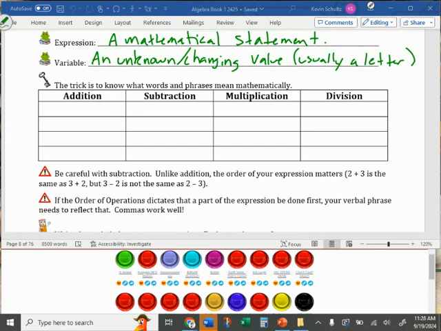Addition, subtraction, multiplication, division. Give me a word or phrase that you know that means any of the operations. We don't have to go in order, just what do you know? Henry. Subtraction. Which is already up there. Yes, subtraction does mean subtraction. Do you have another word that means subtraction? Minus. Minus. We can do that.